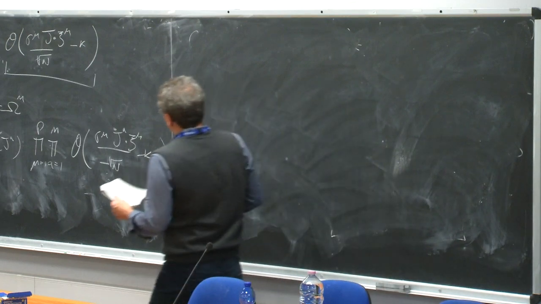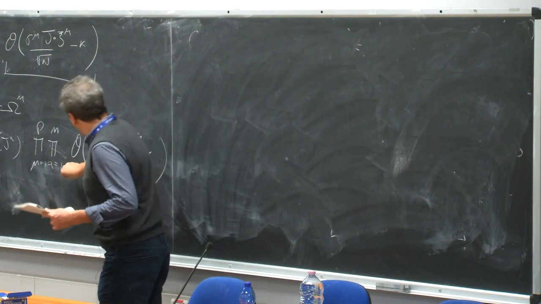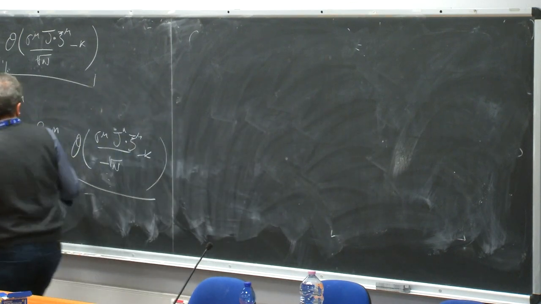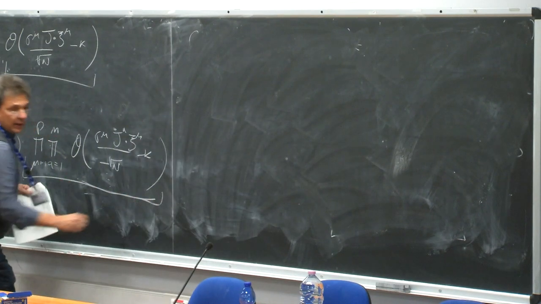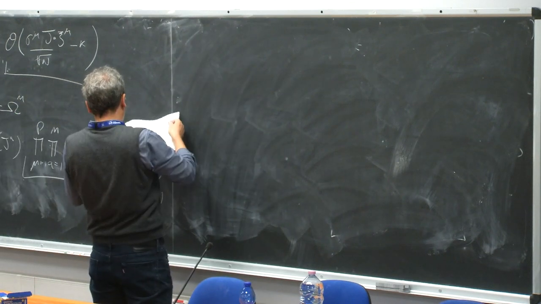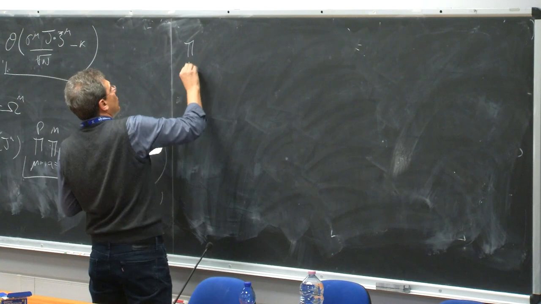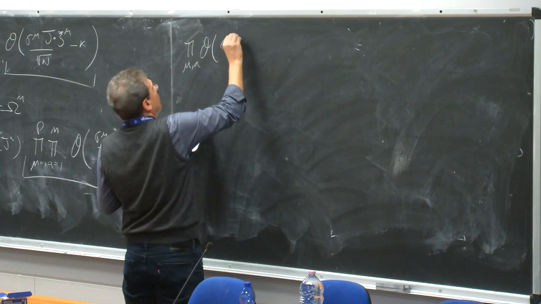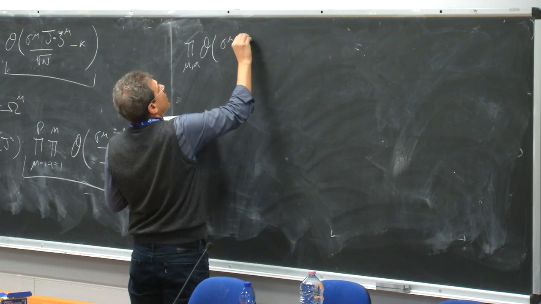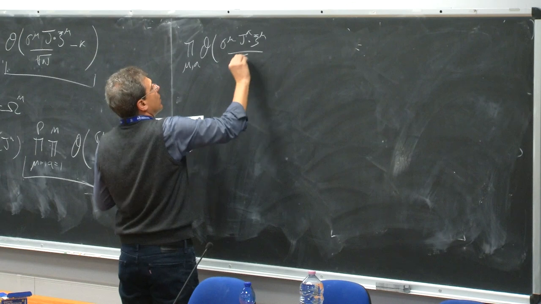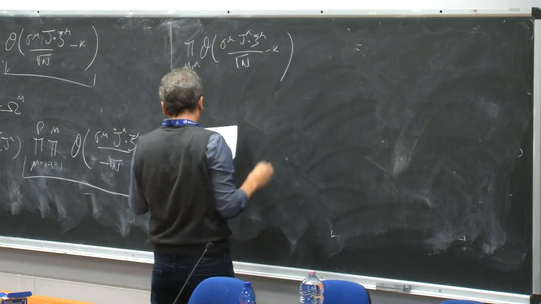Okay, so let's now introduce the integral representation of this. So let's massage this term here, okay? And if we massage that, what we get is the following: the product over mu and a of the theta of sigma mu j a psi mu divided by square root of n minus k.